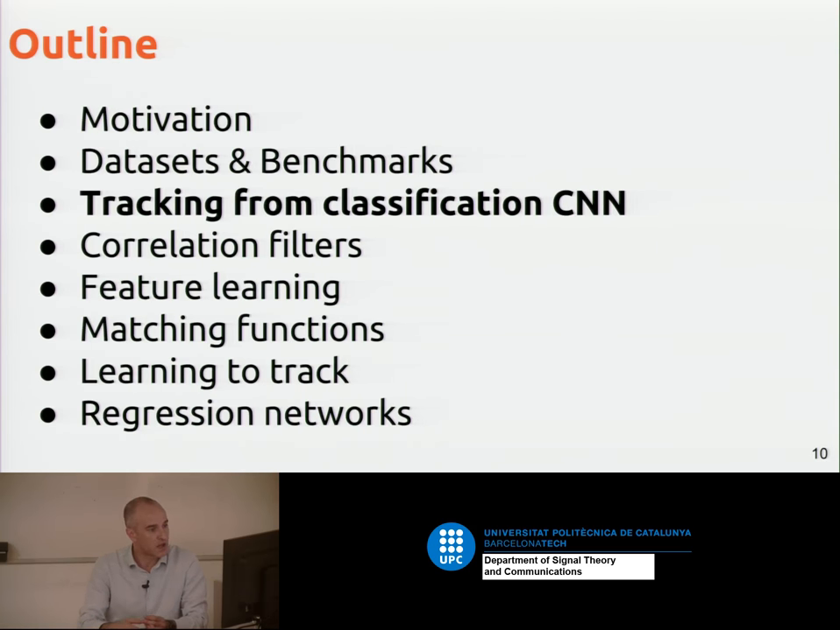So the first one, which is a bit oldish, is trying to track objects from a neural network that is trained for classification. Before I go forward, do you have an idea? If you have a neural network that you have trained to classify images, like ImageNet, and you say, okay, that's what you have, go and track objects now with that. Do you have any idea of where to start?